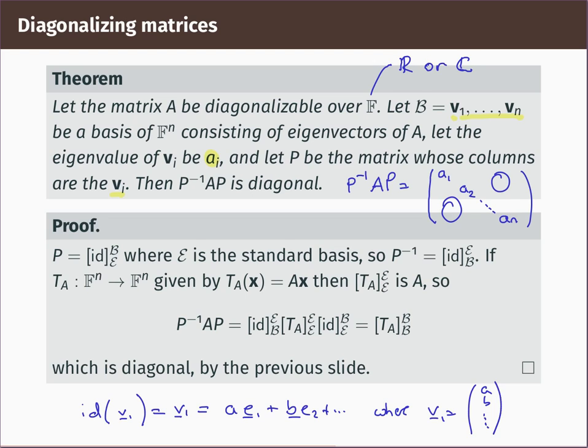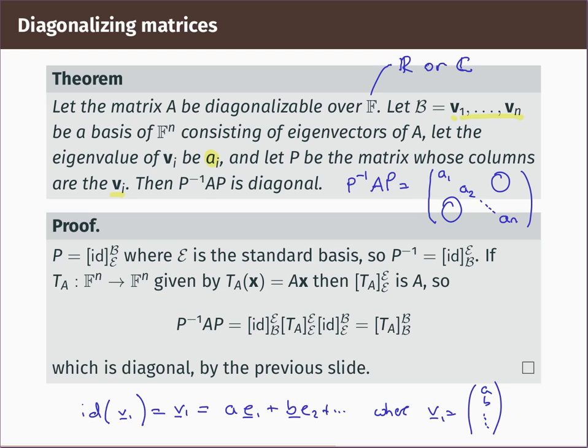So the first column of the matrix of the identity linear transformation with respect to initial basis B and final basis E is just the entries of the vector V1. So the first column is, in fact, the vector V1 itself, and the second column would be the vector V2, and so on. So putting that together, P is the matrix of the identity with respect to initial basis B and final basis, the standard basis of F to the N.